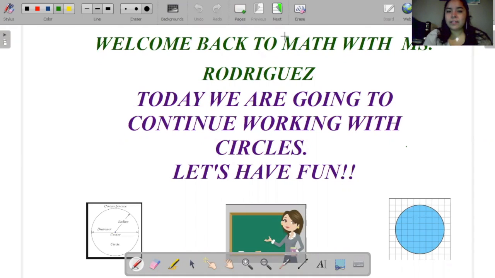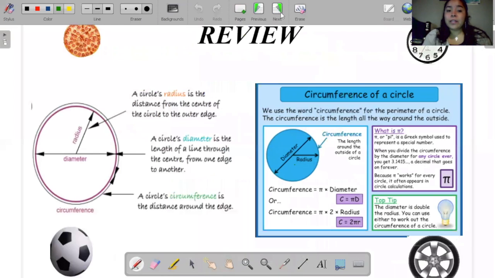Today we're going to continue working with circles. So let's have fun. We're going to start by reviewing what we learned last week. Last week we learned about different parts of a circle.